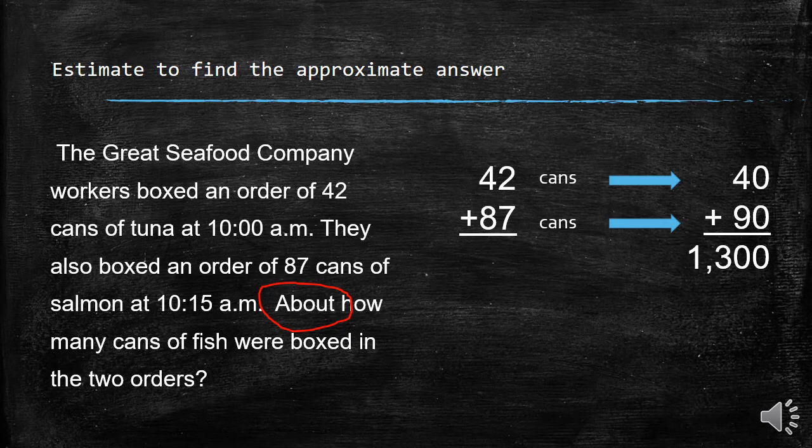Now let's write our answer as an equation in the box provided. 40 plus 90, that should be a plus sign, sorry about that, is equal to 1,300 cans. And we did remember to label it. The question was about how many cans, so cans is our label.